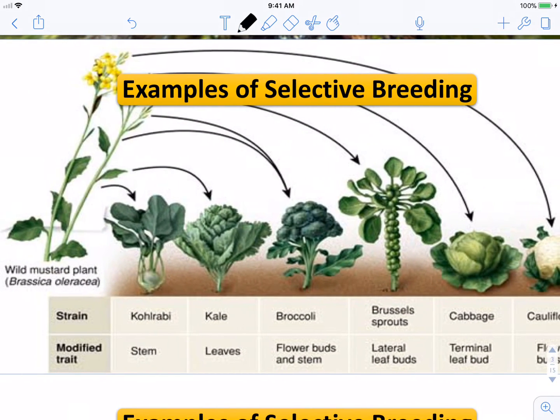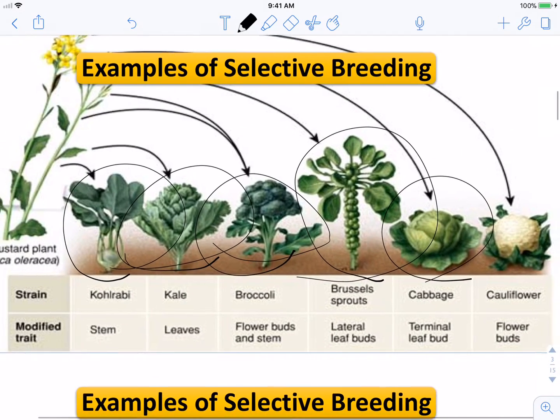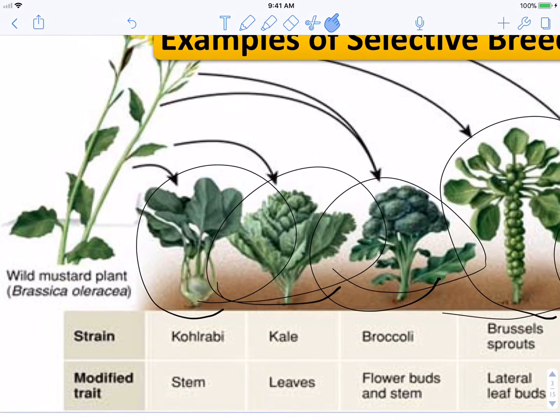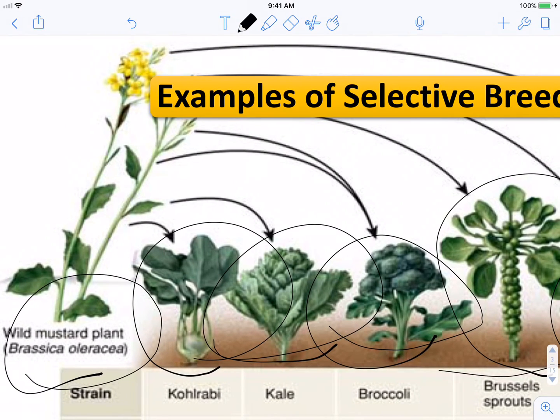So if you like vegetables, if we look at kohlrabi, kale, broccoli, Brussels sprouts, cabbage, and cauliflower, we have 6 distinct vegetables that come from one plant. And this plant is the mustard plant. So if we look over here, Brassica oleracea, which is wild mustard, has basically been bred for different characteristics. So this is artificial selection.